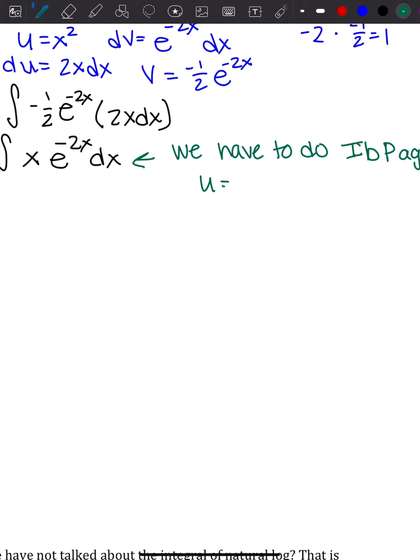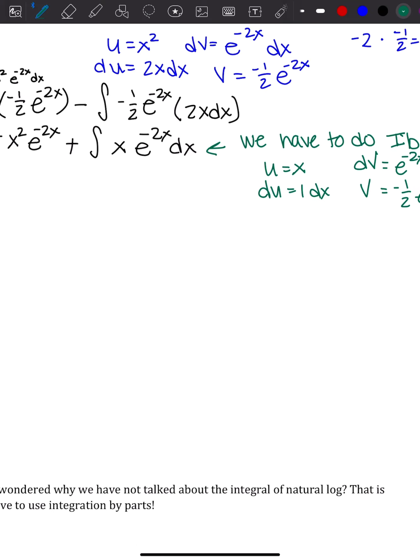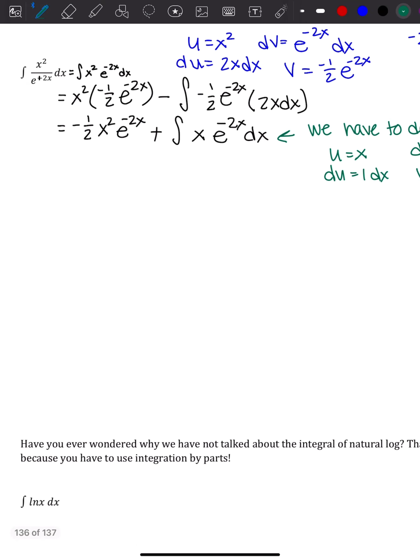So this time u is equal to x to the first power. dv is going to equal the exact same thing it was equaling before, so e to the negative 2x dx. The derivative of x is 1 dx. And we have done the integral of e to the negative 2x dx, so we know it is negative 1/2 e to the negative 2x plus c. So now we're going to go ahead and plug in what we have.